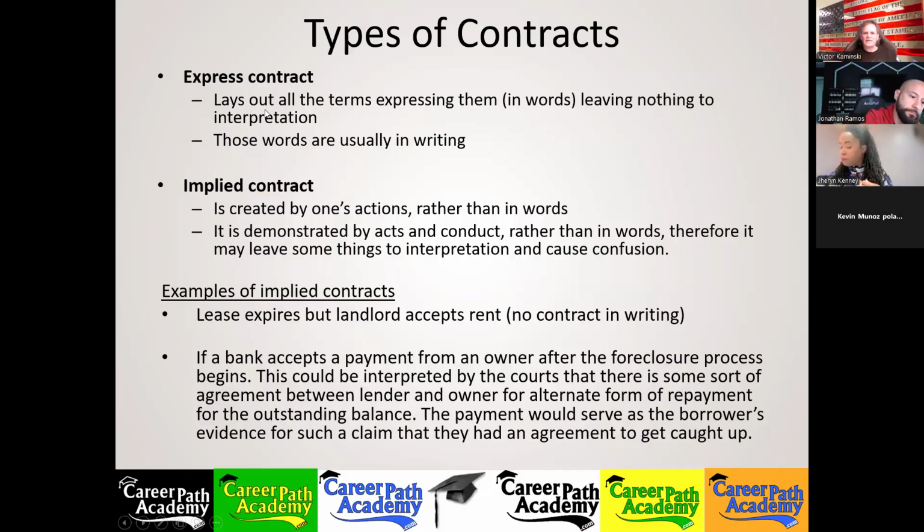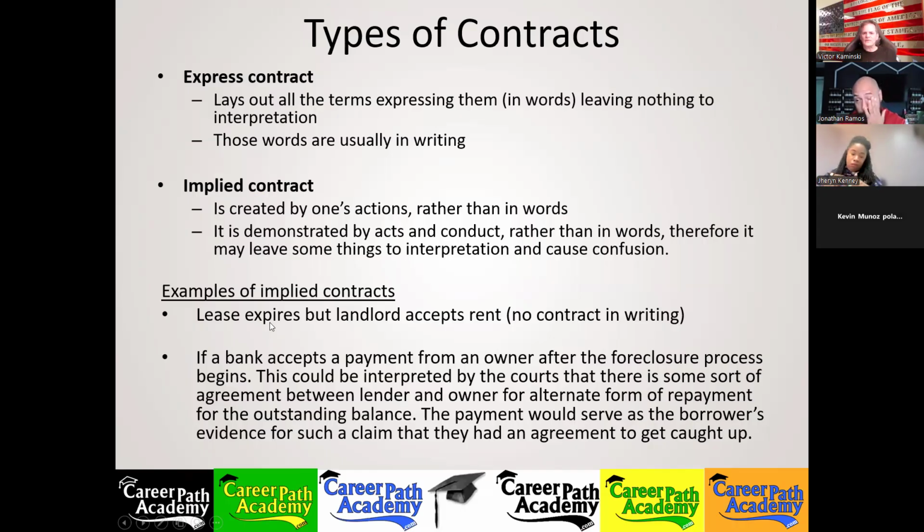So then my next slides go over the same stuff. An express contract lays out all the terms, expressing them in words, leaving nothing to interpretation. Those words are usually in writing. And an implied contract is created by one's actions rather than their words. It's demonstrated by the acts and conduct rather than words. Therefore, it may leave some things to interpretation and cause confusion.